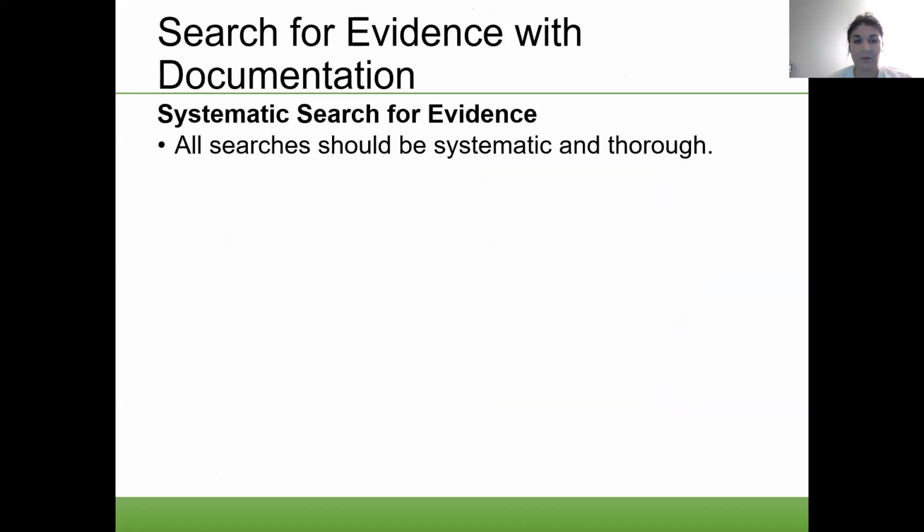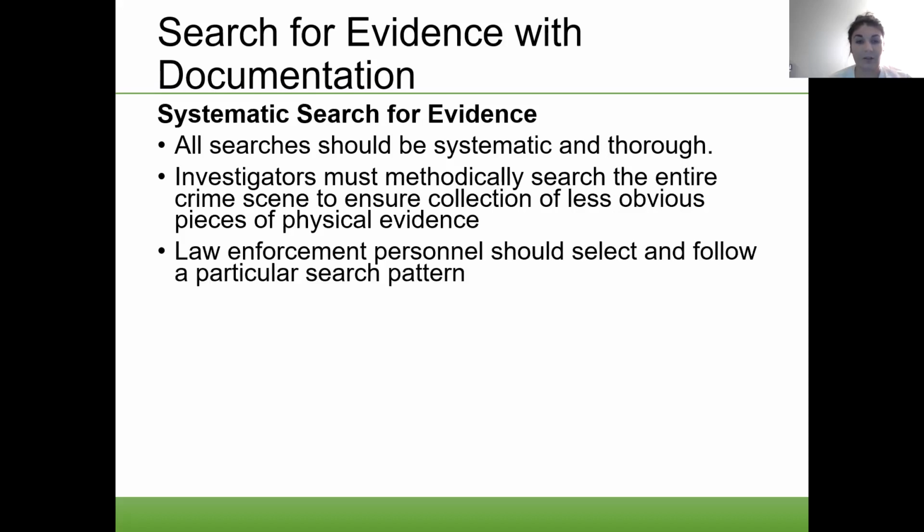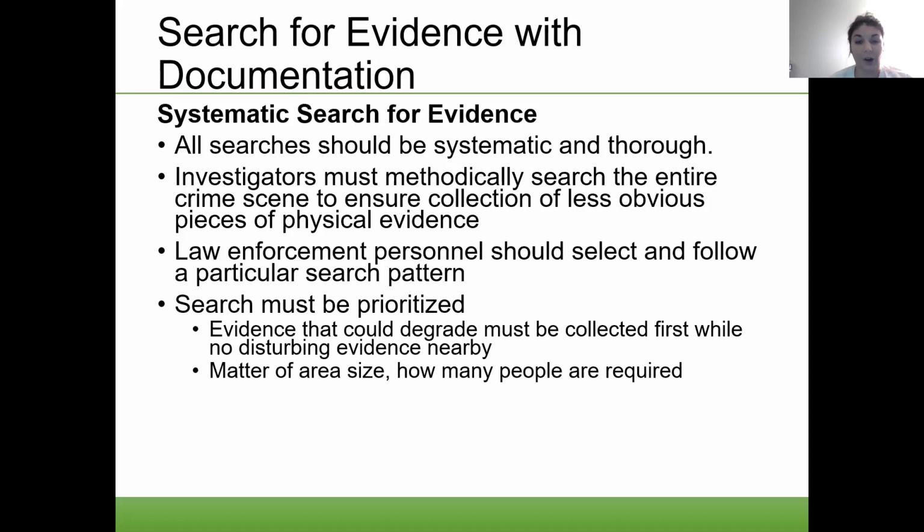So you search for evidence with a systematic search. All searches should be systematic and very thorough. Investigators must methodically search the entire crime scene to ensure collection of less obvious pieces of physical evidence. Law enforcement personnel should select and follow a particular search pattern, and the search must be prioritized. Evidence that could degrade must be collected first, while not disturbing evidence nearby. The matter of area size and how many people are also required to figure out what to prioritize.